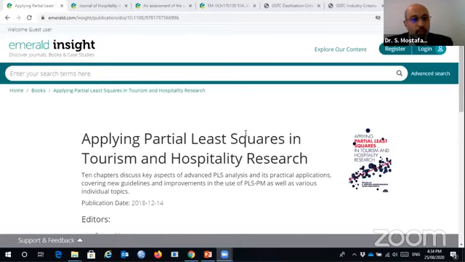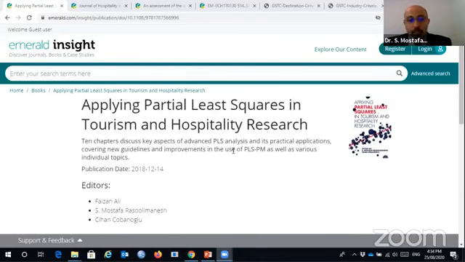Before going to my slides, I want to show you some documents and material related to PLS-SEM. You may find this useful for your future research. This is a book that we published in 2018 by Emerald, Applying Partial Least Squares in Tourism and Hospitality Research.